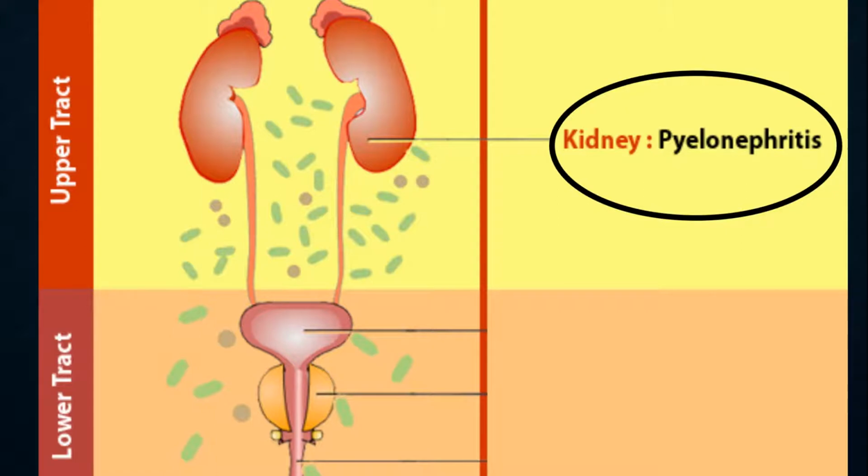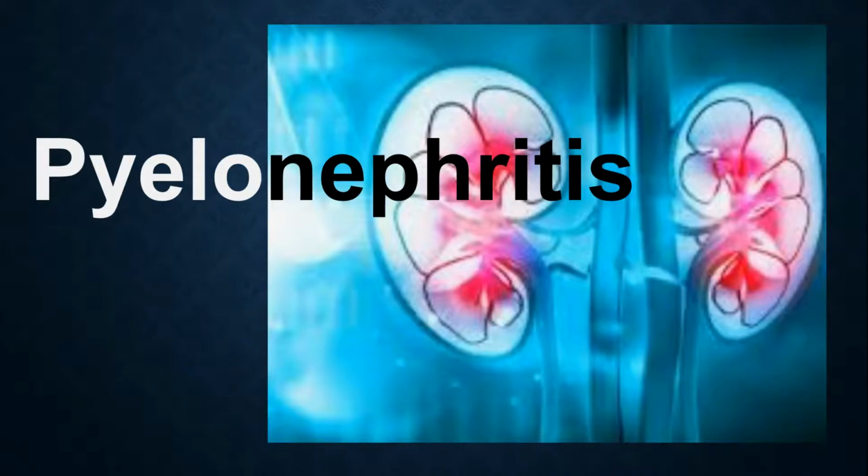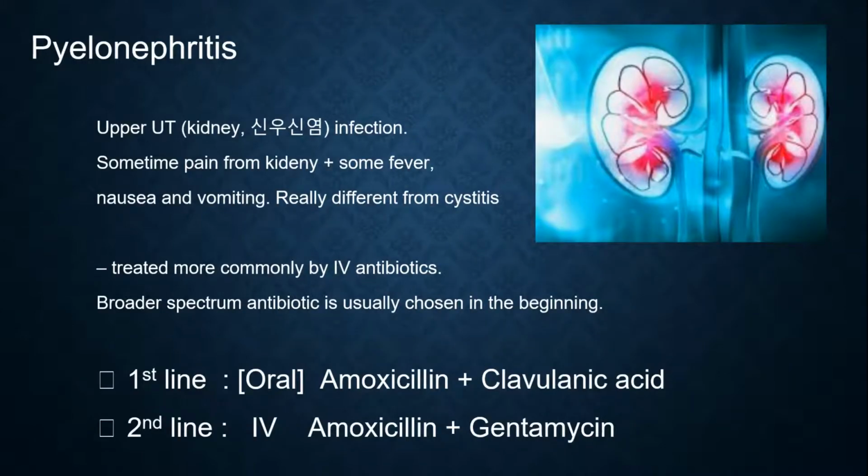Next, let's check out pyelonephritis in the upper tract. This is in the upper urinary tract next to the kidney, and it is an infection in that area. Sometimes there is pain from the kidney plus some fever, nausea, and vomiting. It is really different from cystitis. It is treated more commonly by IV antibiotics, and a broad spectrum antibiotic is usually chosen in the beginning. First line is oral amoxicillin plus clavulanic acid. Second line is amoxicillin plus gentamicin.